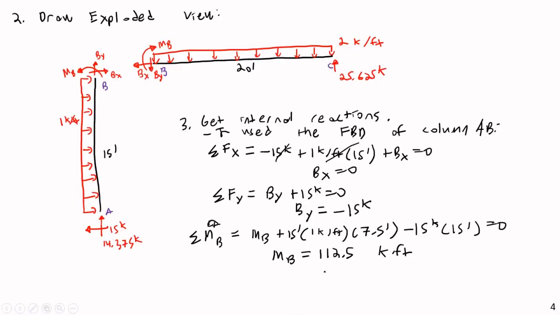112.5 kip feet. So we now have our internal joint reactions. We have our internal joint forces, that are the forces being transmitted through joint B. We know there is no horizontal force. We know there is a force B that is actually opposite the direction of the arrows that we assumed, and we know that there is a moment of 112.5 kip feet in the directions that we assumed.